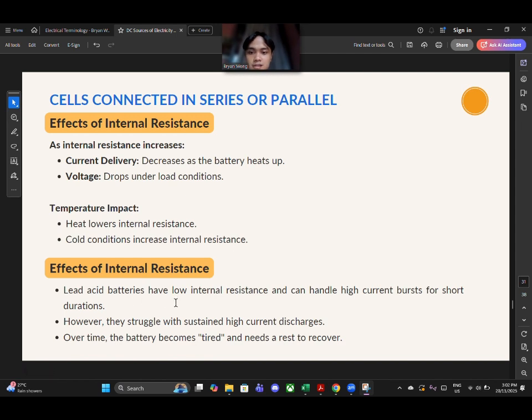Lead acid batteries have low internal resistance and can handle high current bursts for short durations. However, they struggle with sustained high current discharge, and over time the battery becomes tired and needs to rest to recover. So that is the effects of internal resistance.